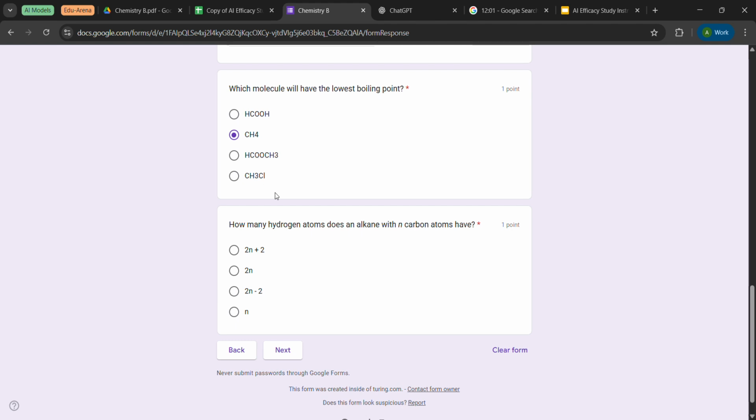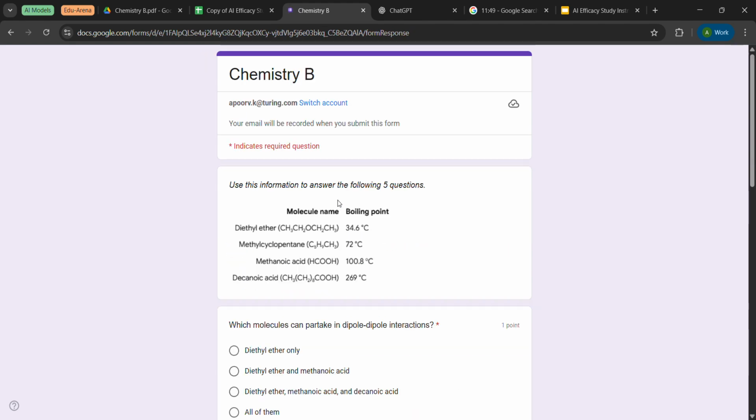So how many hydrogen atoms does an alkane with n number of carbons have? Alkane, alkene, alkyne. So alkane is 2n plus 2. Next. Use the following information to answer the 5 questions. So this is diethyl ether.